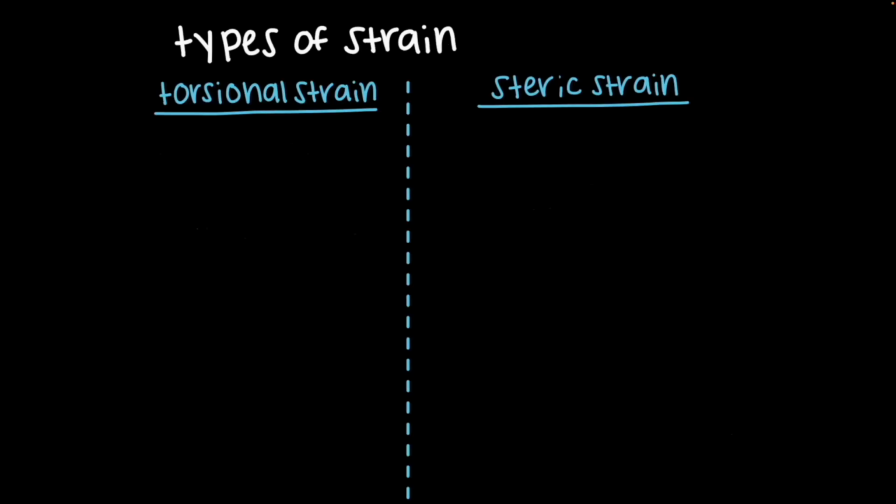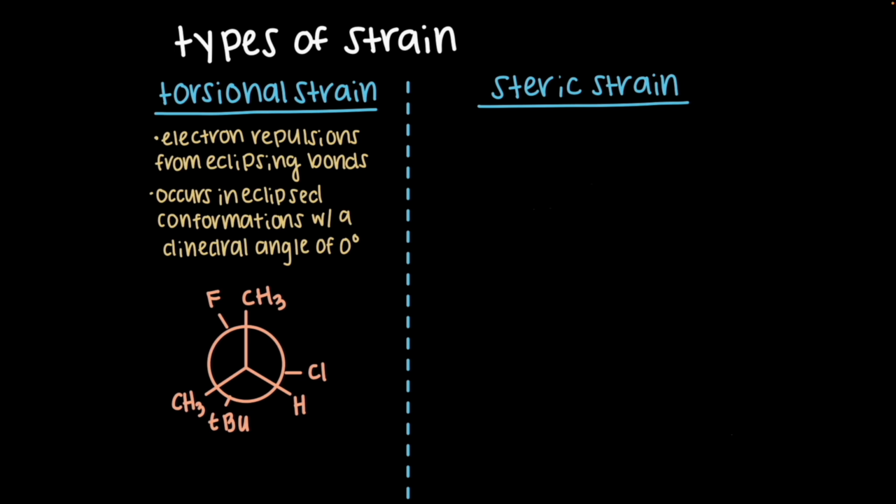Eclipse and staggered conformations have different potential energy values due to the different types of strain that exist for each conformation. The different types of strain that can exist are torsional and steric strain. Torsional strain comes from the resistance to twisting around a bond due to electron repulsions between the bonds that are eclipsing. Torsional strain occurs when bonds have a dihedral angle of 0 degrees, so they are eclipsed, and the energy comes from the repulsions between bonding electrons in adjacent CH or CC sigma bonds.